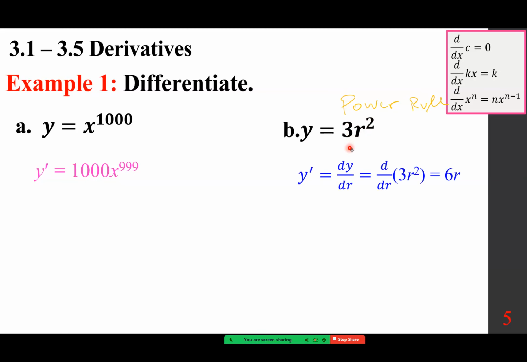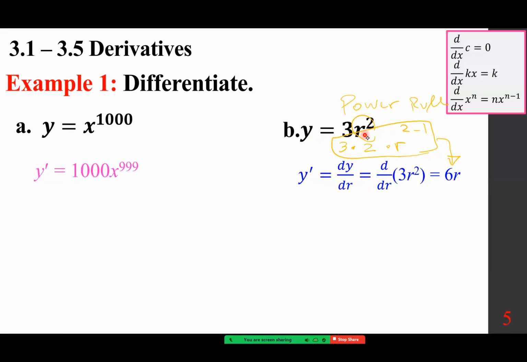I want to make sure we understand what happens. You can think about this as the part that you're concerned with, 3 times, and then 2 becomes the coefficient, r to the power of n minus 1. This is 6r. Now, why am I writing it in this format also? This is in Leibniz's notation. See, when you write dy dr, you're telling your reader what the independent variable is. Remember, y in this case is a function of r, and it doesn't have to be.